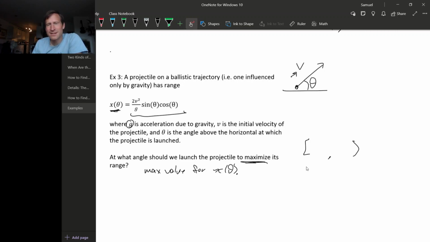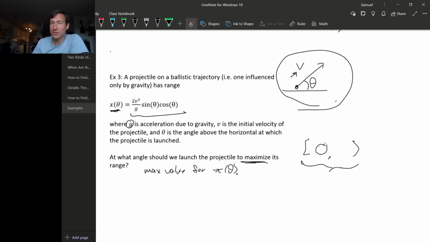Well, to get that all started, to be sure that we have an absolute maximum, we need a closed and bounded interval. So we should think about what limits there are on theta in this problem. Well, theta can't be negative, right? If theta is negative, we're firing our projectile into the ground, and that isn't helpful. That's not going to maximize the range. So the smallest angle that we should consider is 0. So what about the largest angle?